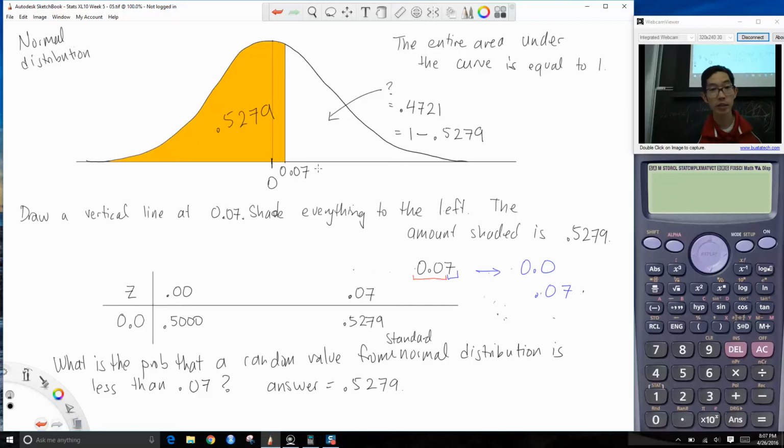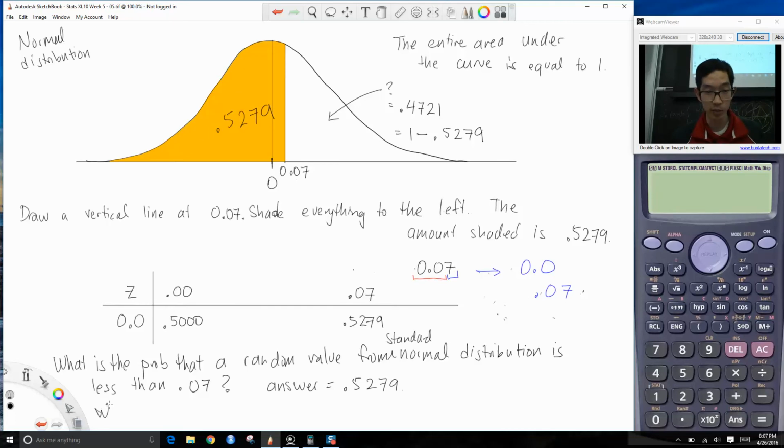Okay? Because we're saying, according to the normal distribution, when I draw values less than 0.07, I'm going to have a probability of 0.5279 that it's going to be less than 0.07. Okay? And on the other hand, I could say, what is the probability that the random value is more than 0.07? So that would be the area to the right, and that would be 0.4721.